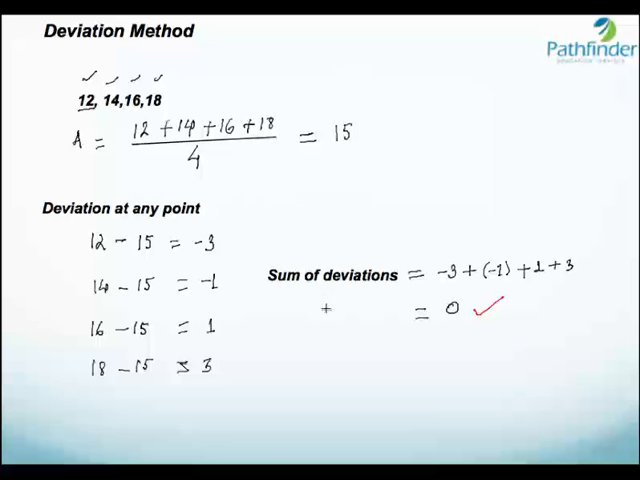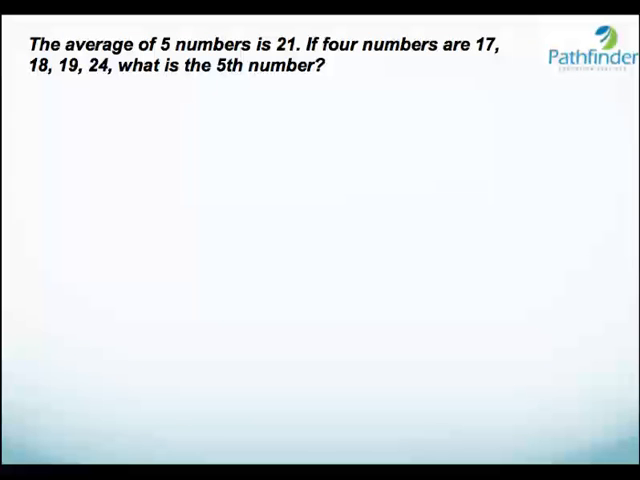Now we will utilize this particular property of averages to solve certain questions of average. Let us solve one question using this property of sum of deviations as 0 to arrive at answers without actually writing down the equations. So we have the same question. The average of 5 numbers is 21. If 4 numbers are 17, 18, 19 and 24, what is the fifth number? So let us solve this using the deviation method.